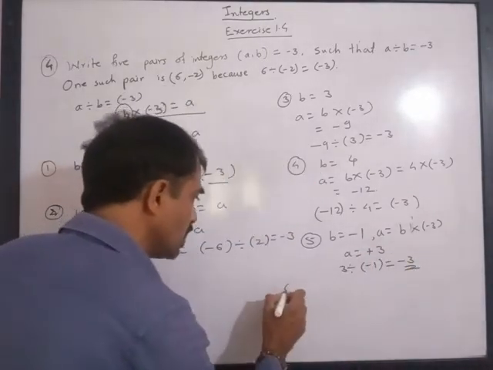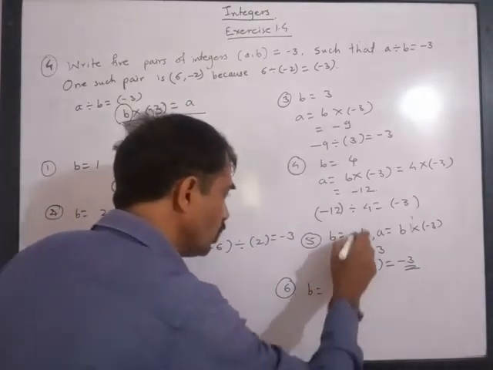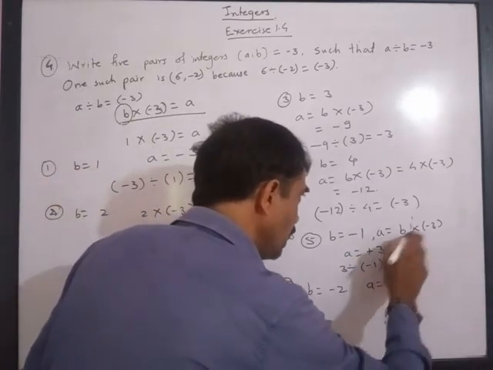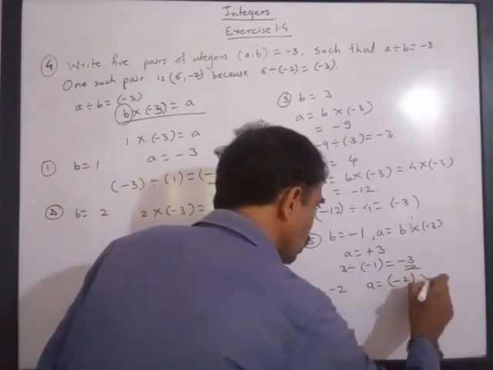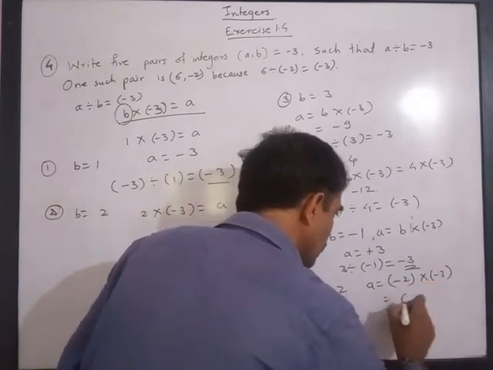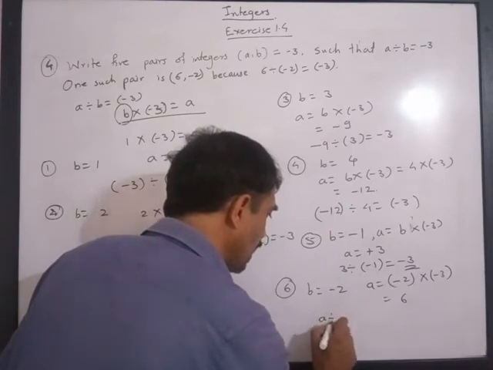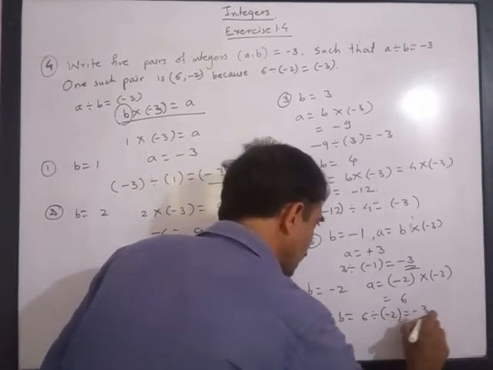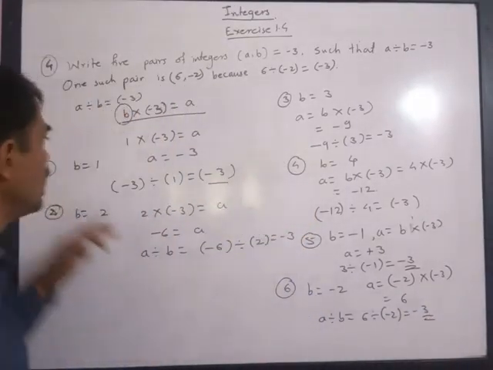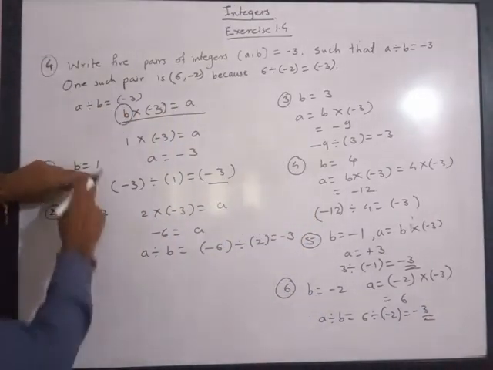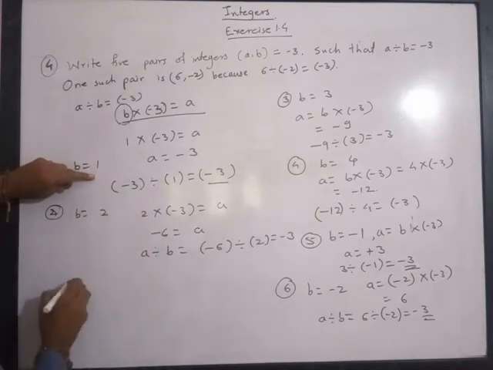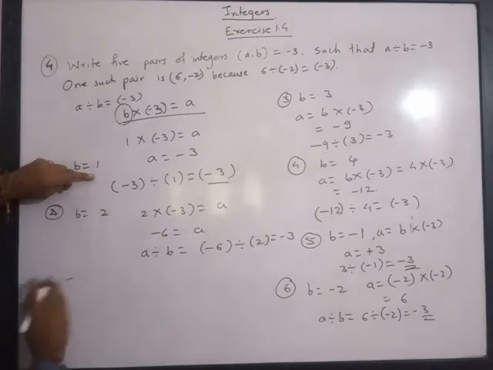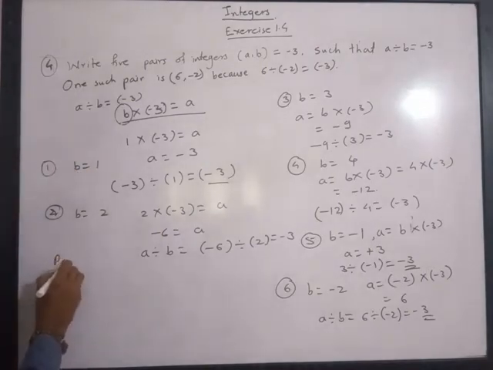If you take the sixth value, if you take b is equal to negative 2, you will get a is equal to b into negative 3, that is negative 2 into negative 3, that is equal to 6. Here you can note a divided by b is equal to 6 divided by negative 2, that answer is negative 3. So we have got many pairs. Let us write which are the pairs.